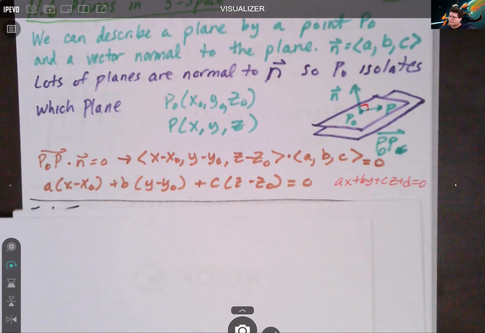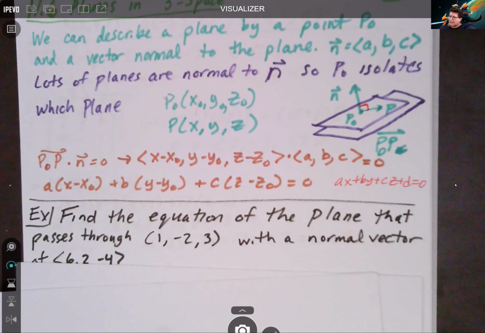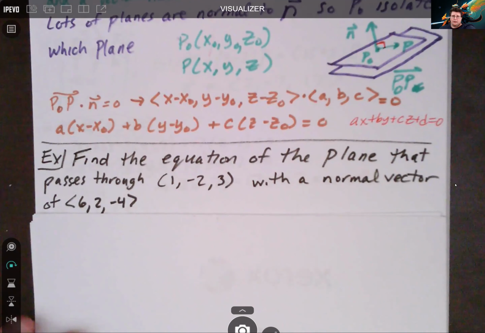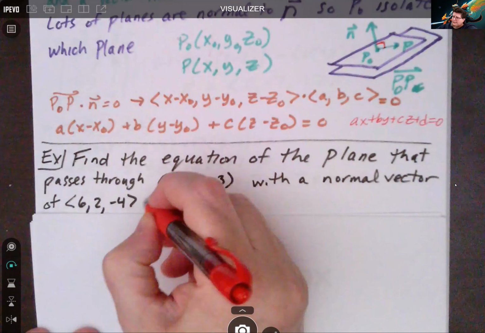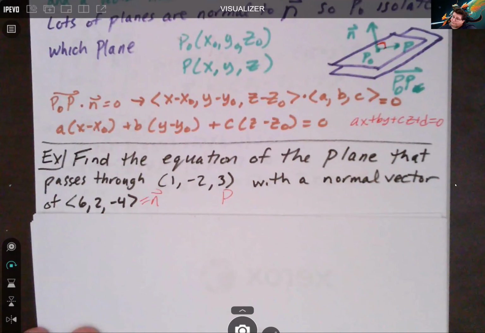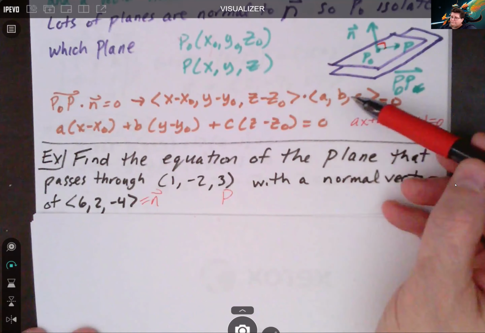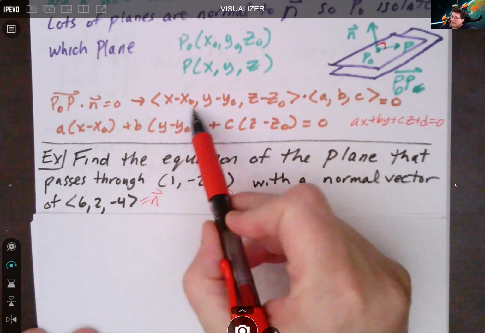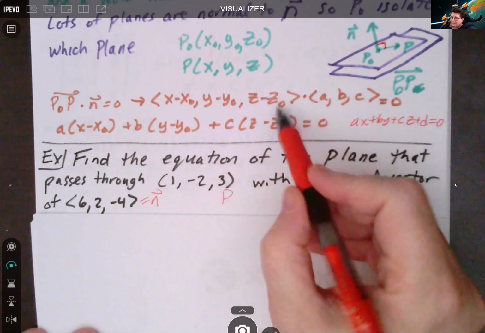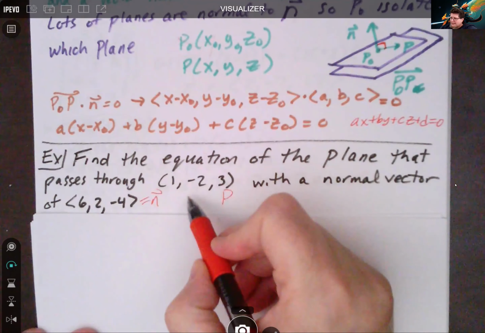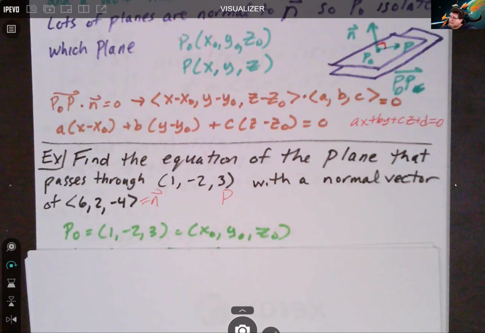Okay, so let's look at an example. Find the equation of the plane that passes through 1, -2, 3, and has a normal vector 6, 2, and -4. So this will be my n. This is going to be my p. We will want to follow the same format up here. So I'm going to take this p and write it like such. X minus x naught, y minus y naught, z minus z naught. So we should have x minus 1, y minus -2, and z minus 3.